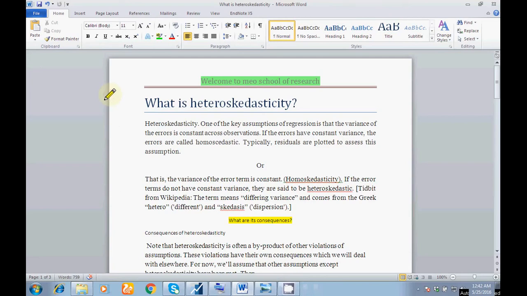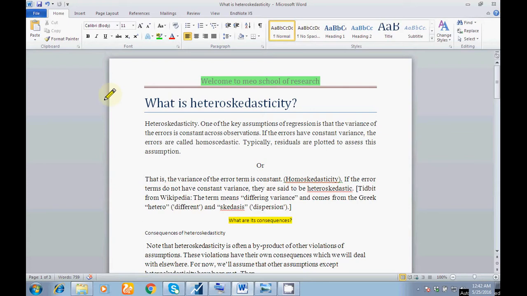This is Saeed Khan. Today I'm going to discuss heteroskedasticity. What is heteroskedasticity? What are the reasons and what are the consequences? And finally, what are the different remedies we can apply to get rid of this problem?